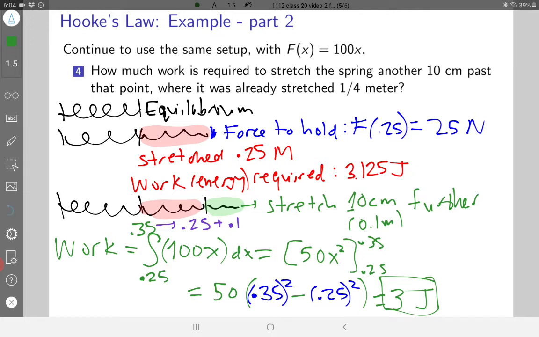And so that's why it shouldn't be too much of a shock that this number is just barely smaller than this number, even though the net distances we're talking about, 1/10 of a meter versus 1/4 of a meter, are quite different from one another.